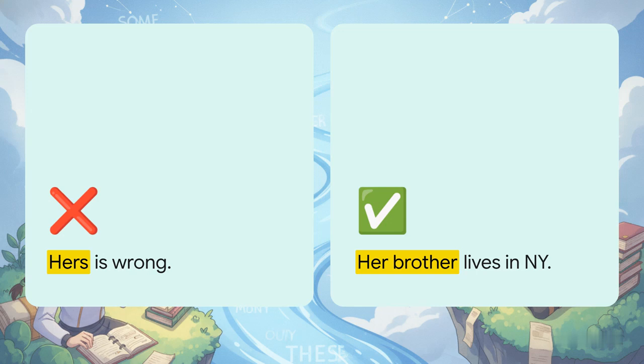And speaking of possession and apostrophes, let's look at possessive determiners. My, your, his, her, its, our, and their. They show ownership. But notice that possessive determiners never, ever use apostrophes. Words like hers or yours with an S act entirely alone as pronouns. A determiner must always sit right before a noun. Like in the sentence, her brother lives in New York. Her acts as the signpost for the noun, brother.